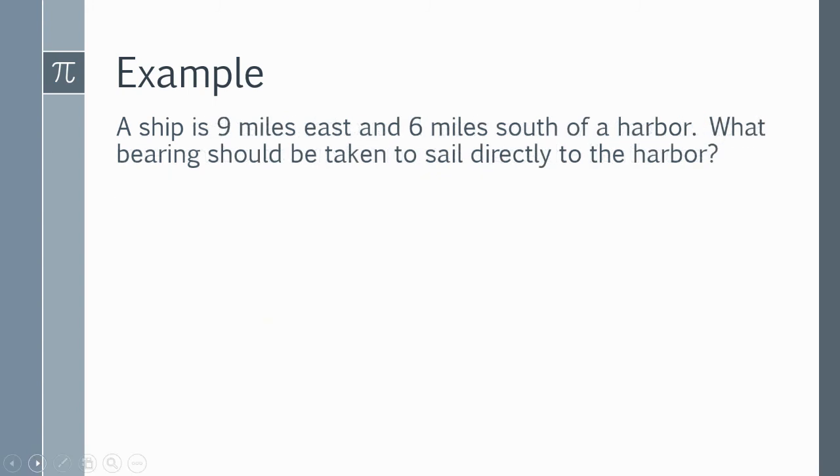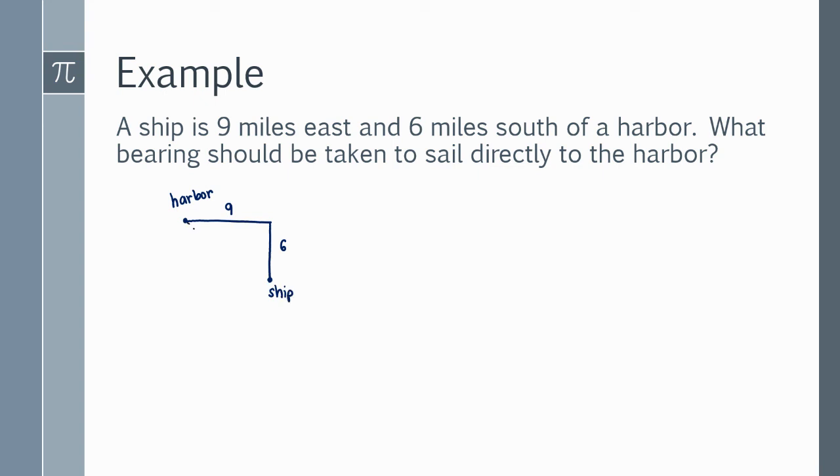Let's do one more. It says a ship is 9 miles east and 6 miles south of the harbor. What bearing should be taken to sail directly to the harbor? Okay, so if a ship is east and south of the harbor, that means that the harbor is somewhere up here. Okay, so ship is 9 miles east. So I need to go 9 miles to the right and then 6 miles south. This is where my ship is.